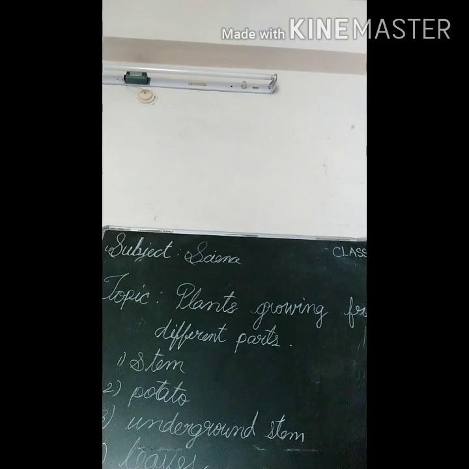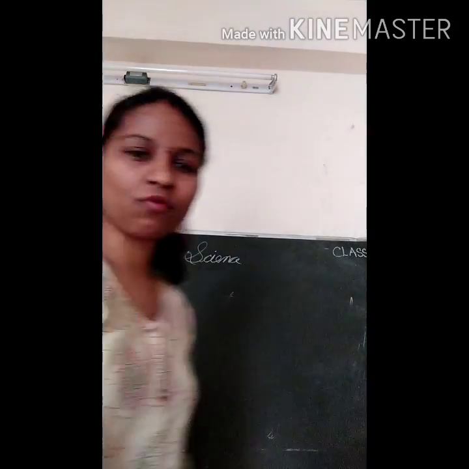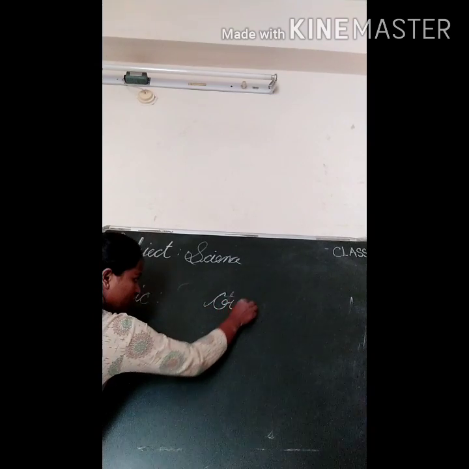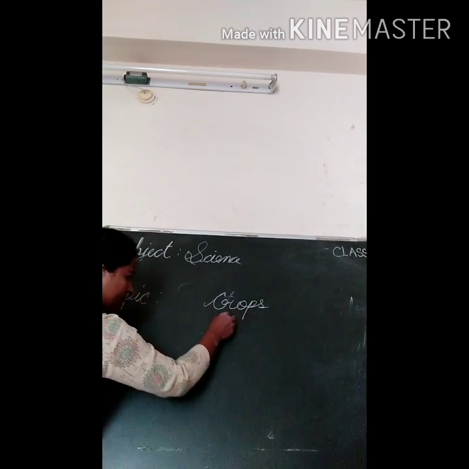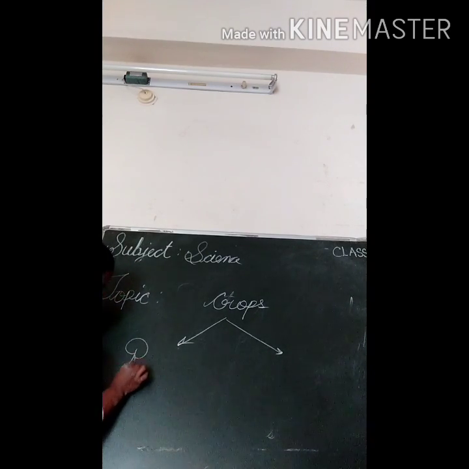Okay children, crops and vegetables. I will give you only about the crops. What are Rabi crops and what are Kharif crops?